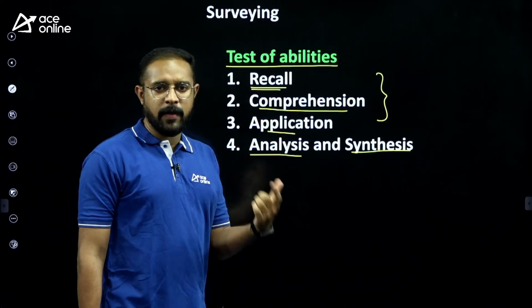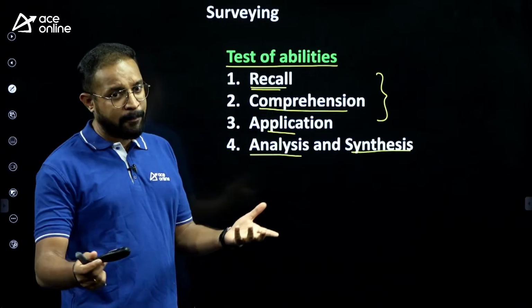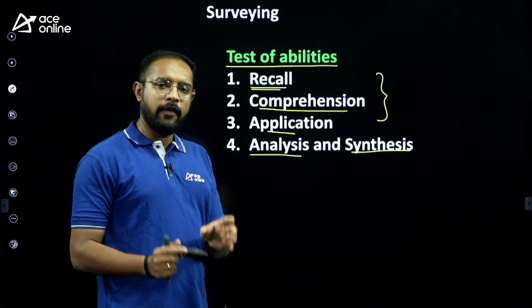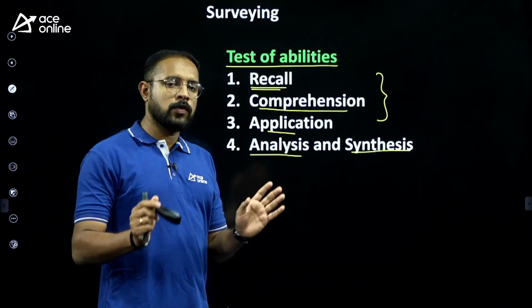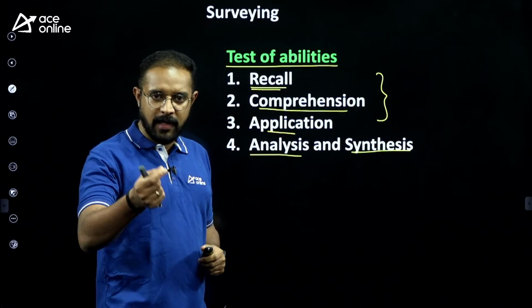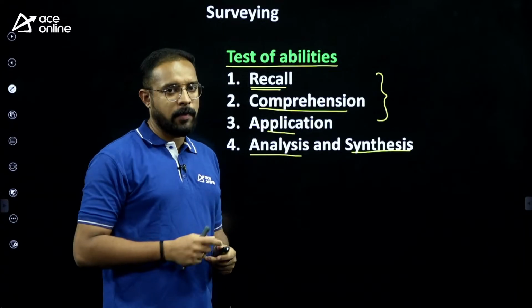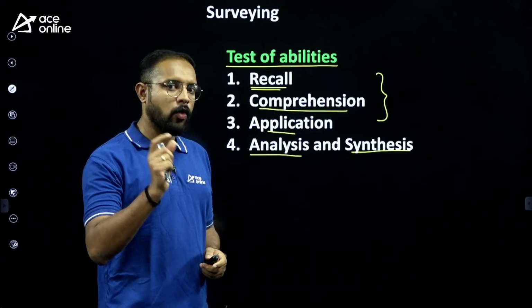And I will again repeat this. GATE stands for Graduate Aptitude Test in Engineering. And if you are very good in aptitude, you can solve most of the questions in surveying. If you have a doubt, you can just go to the previous year questions in GATE. You need to have a good aptitude.